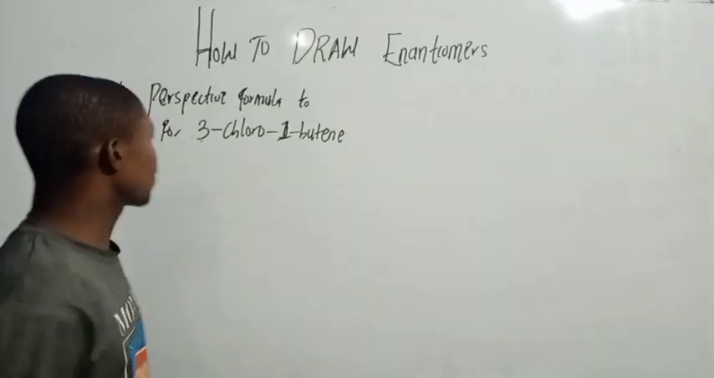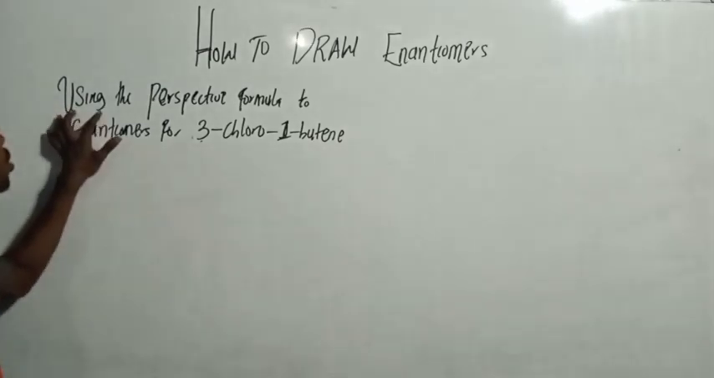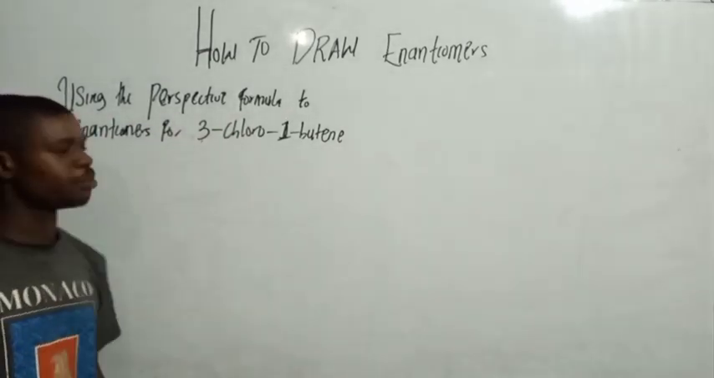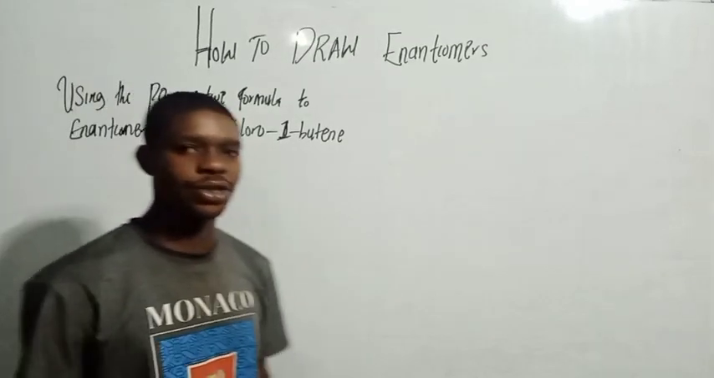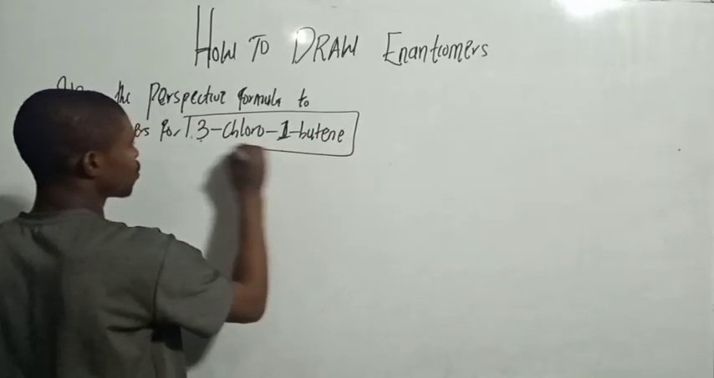Okay, now let's look at this example here. They say using the perspective formula to draw the enantiomers for 3-chloro-1-butene. So how do you do this? It's very easy. First of all, let's draw the structure of this compound.